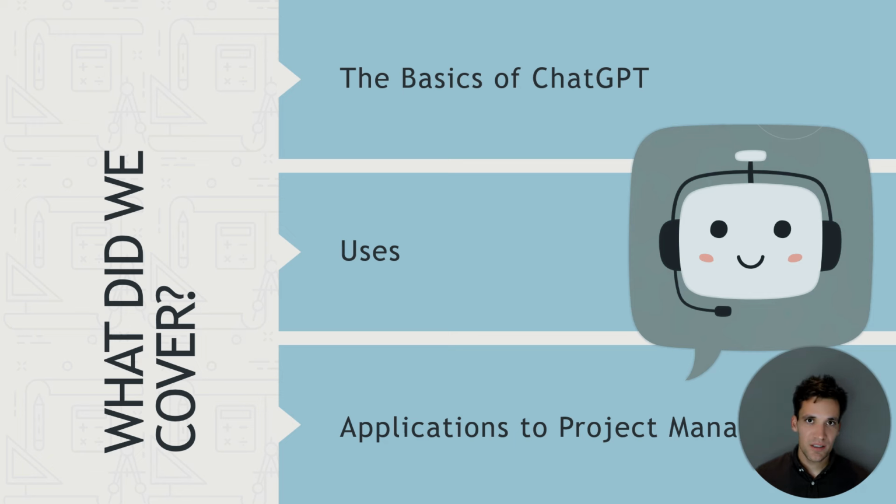We covered the basics of ChatGPT, so how it works, how to set it up, what it actually is. We spoke about the general uses of ChatGPT, so not necessarily for project management, just general use cases of ChatGPT, what it's good for, things like data analysis, content creation, summarizing and rewriting. Then finally, we spent some time going through the specific applications of ChatGPT to project management. We spoke about all the different functions of project management and gave you some potential use cases of ChatGPT.